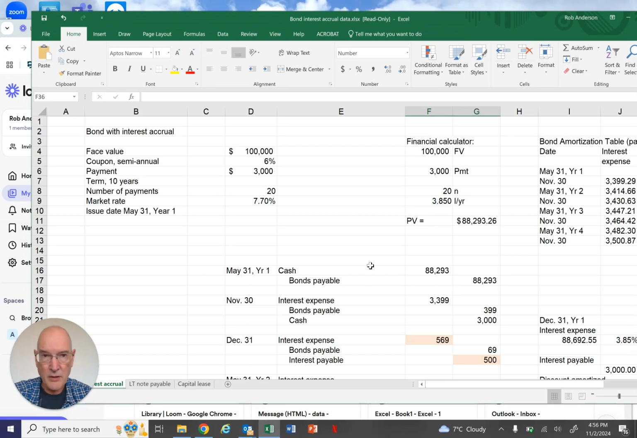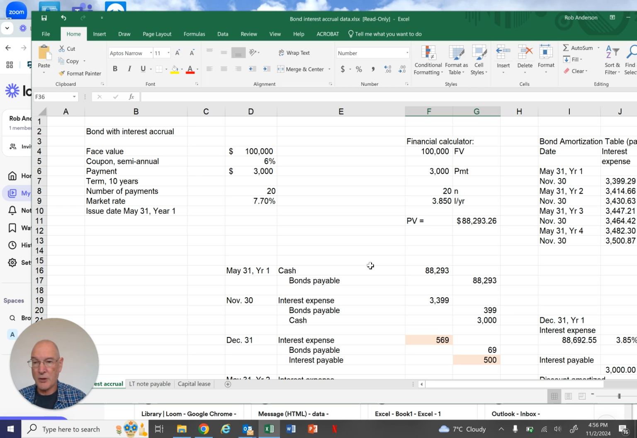Hi students. Well, today we're going to wind up our set of bond videos by looking at a bond that is not paid on December 31. It's paid on a different date sometime else in the year, and therefore we have to accrue interest and recognize a portion of the discount or premium that is amortized on December 31.